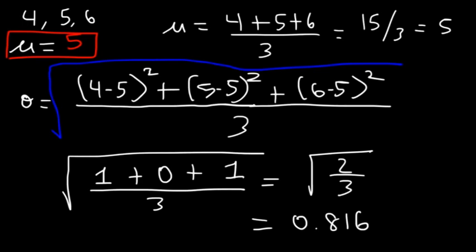So as you can see, the standard deviation is less because these numbers are closer to each other. They're not far apart from the mean. In the other example, 3, 5, and 7, they're further apart from the mean, which is 5. 3 is 2 units away from 5. 4 is only 1 unit away from 5. And that's why the standard deviation is so much less.